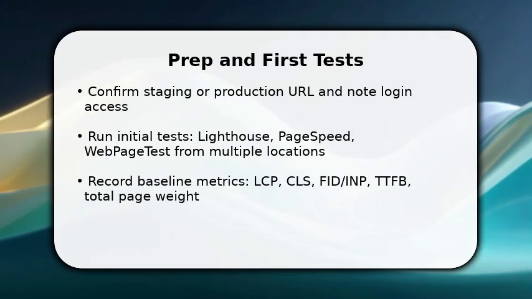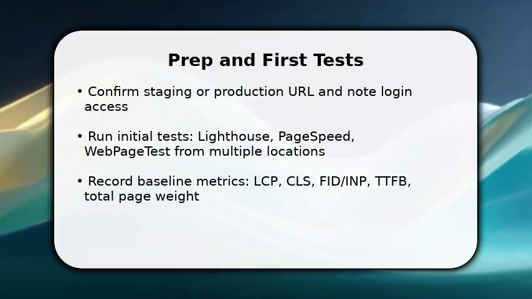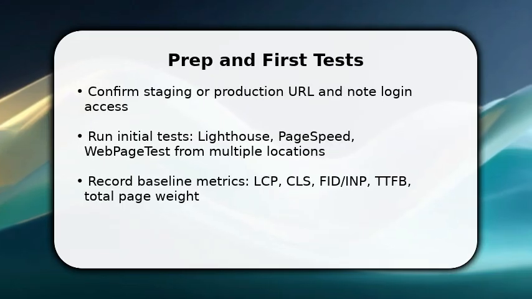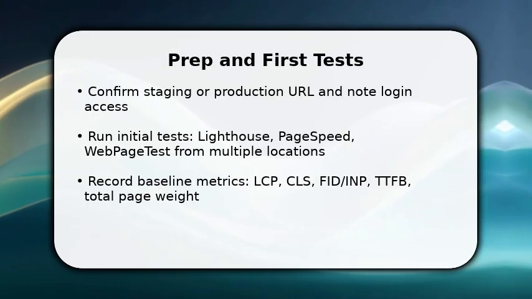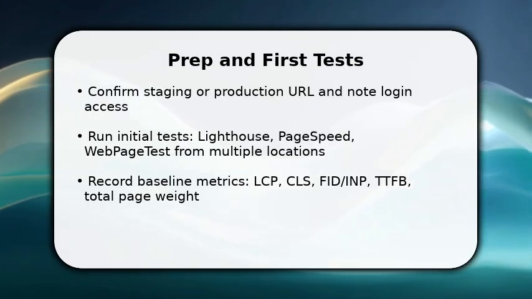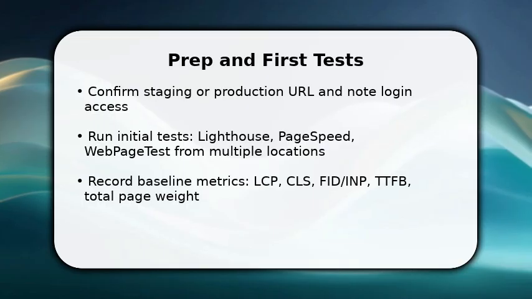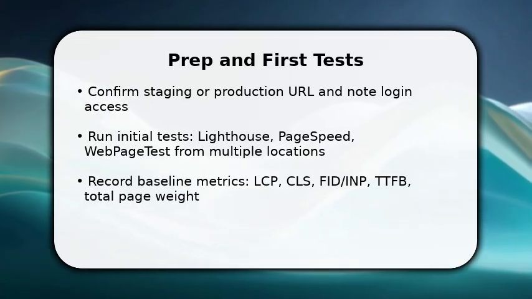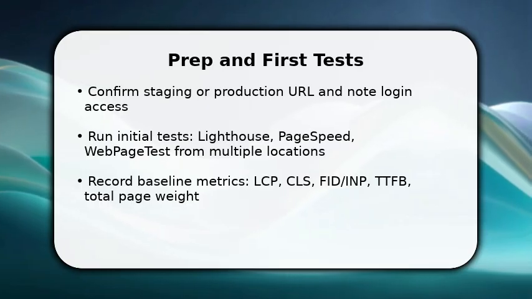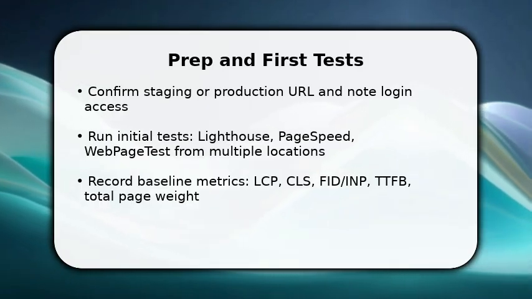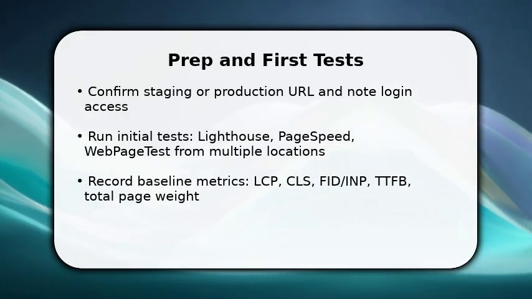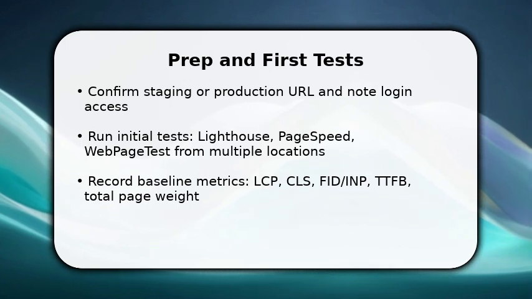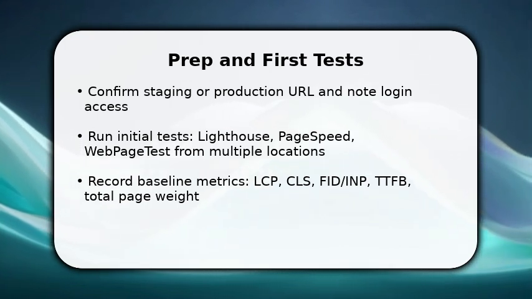Enjoy the video. You start by picking the exact URL and environment to test. Make sure you can reproduce the page state. Next, run quick automated tests, Lighthouse and PageSpeed for a snapshot, and web page test for geographic variance. Record baseline metrics like LCP, CLS, FID or INP, TTFB, and total page weight so you have numbers to compare. Once done, save HAR or JSON exports and take screenshots. These first actions give you a measurable starting point to guide optimization choices.